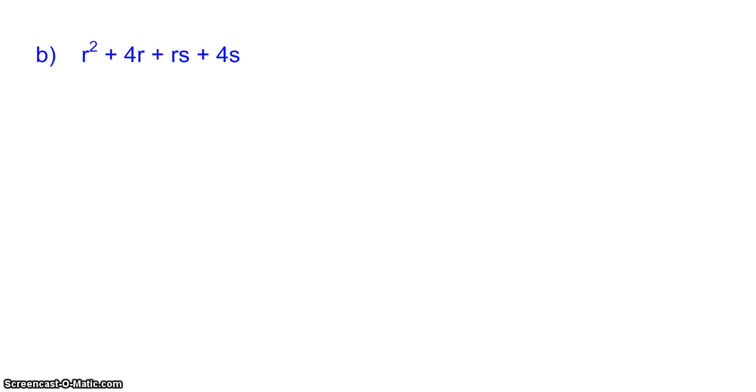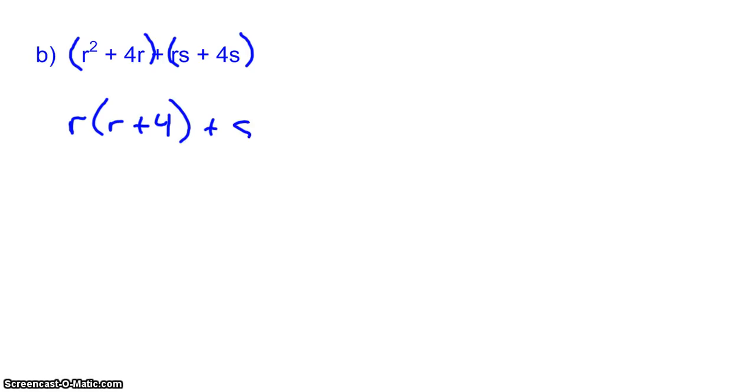We're going to group the first 2 terms together and the last 2 terms together. They have some common factors. So, Sabrina, what's common about the first 2 terms? R. So we would have R times what? R times R plus 4. Good. And then how about the second 2 terms?